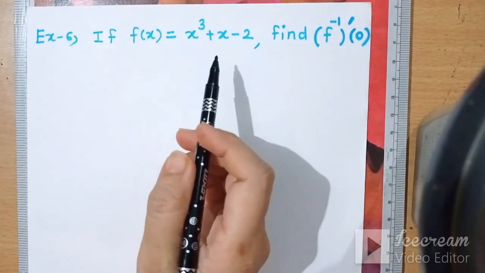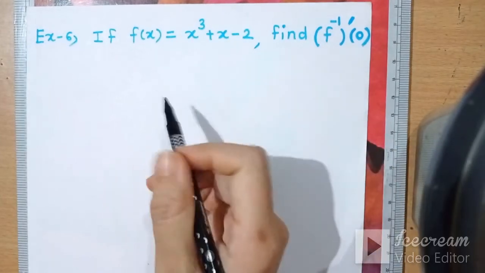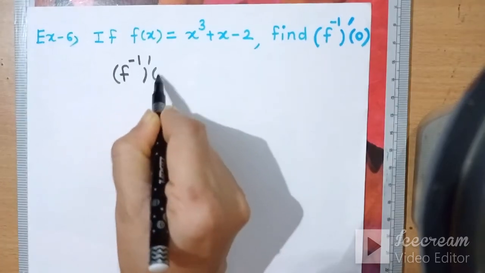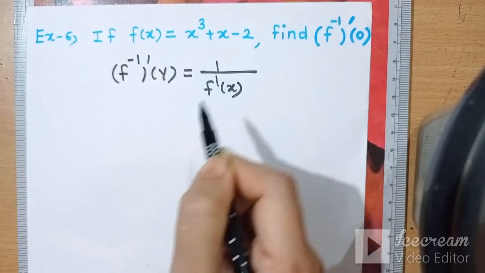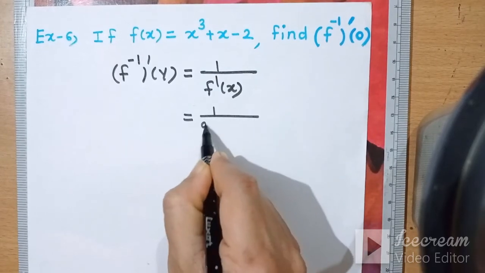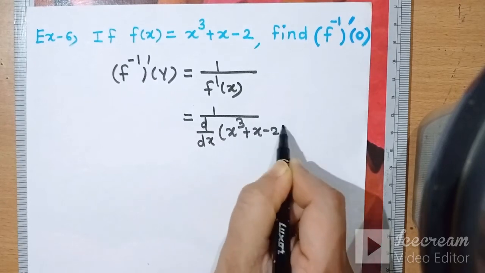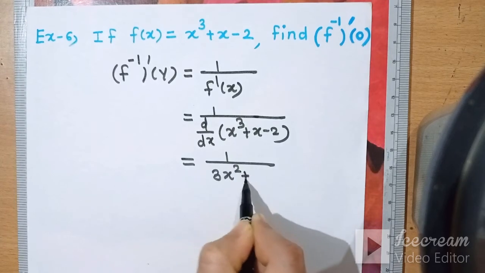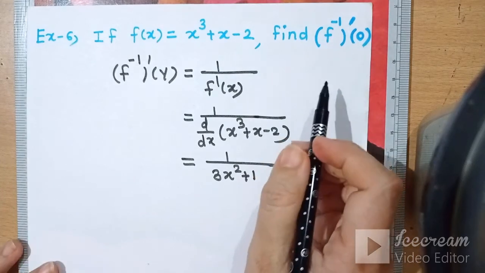Now we have this example, and here we have to find the derivative of the inverse function. So first write down the formula. So f inverse dash of y is equal to 1 upon f dash of x. Now find the derivative of this. So that is equal to d by dx of x cube plus x minus 2, and its derivative is 3x square plus 1. Now we have to find it at y is equal to 0.